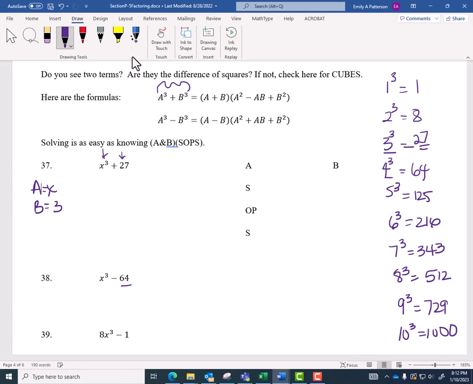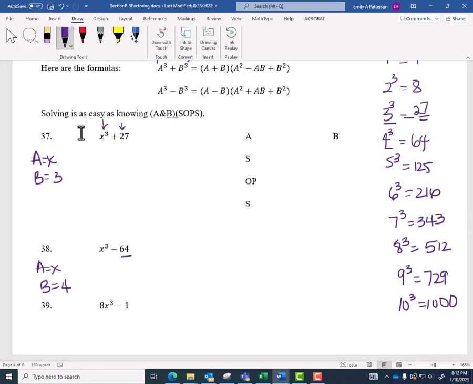So I'm going to do another one on the setup. We need both of them to be perfect cubes. A is going to be x, B is going to be the cube root of 64. Looking at this next one, A is going to be the cube root of 8, which is 2. The cube root of x cubed is x. Then I have B, which is the cube root of 1, which is 1. So that's the first thing we have to do, identify the A and B.